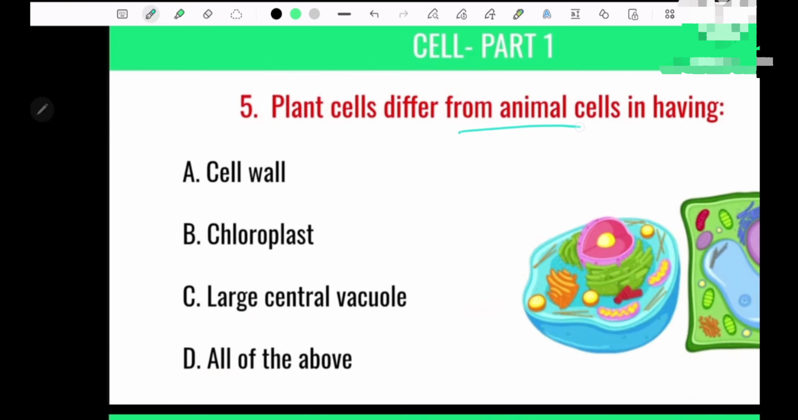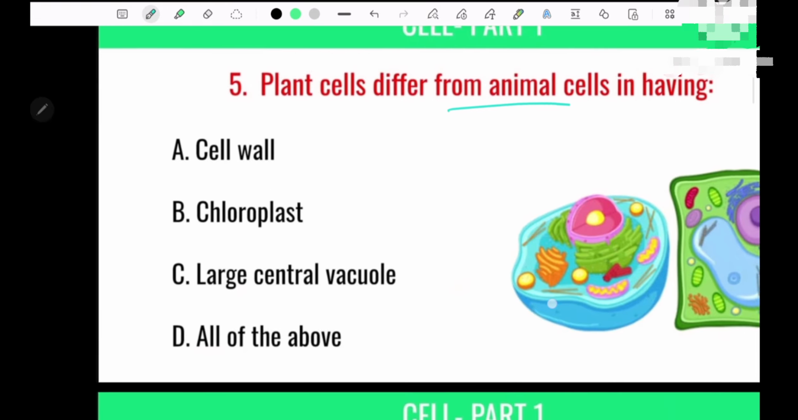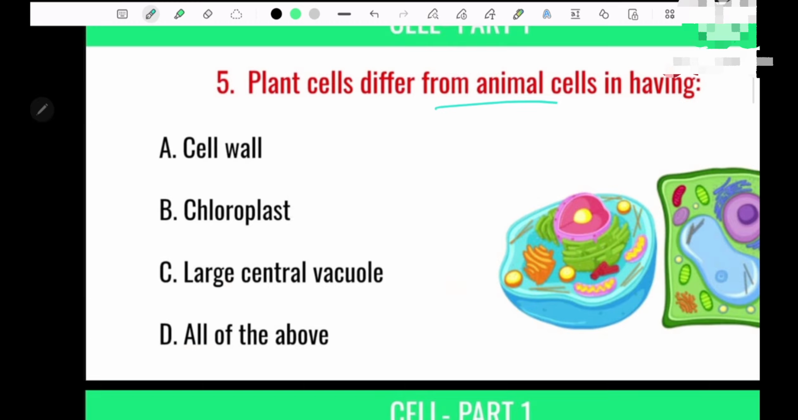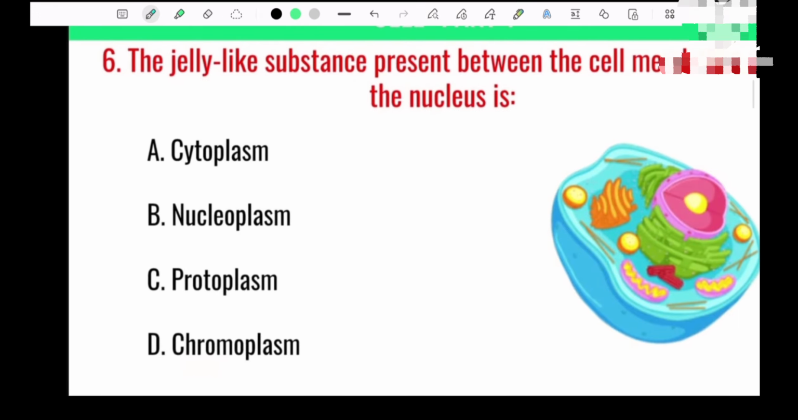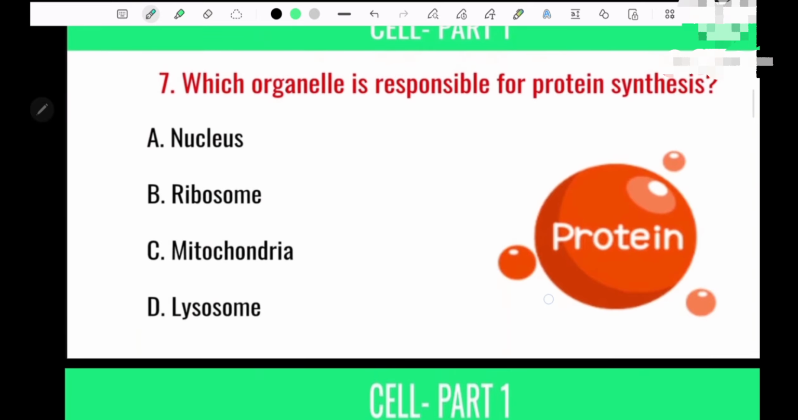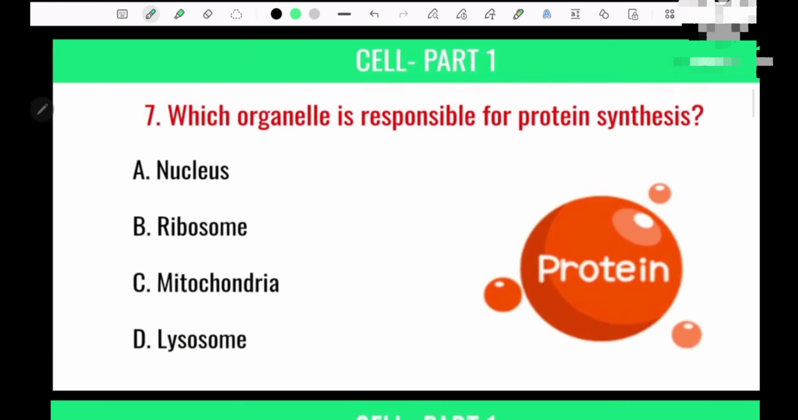Plant cells differ from animal cells in having one of the above. The jelly-like substance present between the cell membrane and the nucleus is cytoplasm. Which organelle is responsible for protein synthesis? Ribosomes.